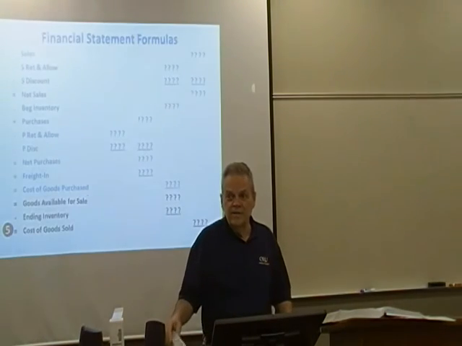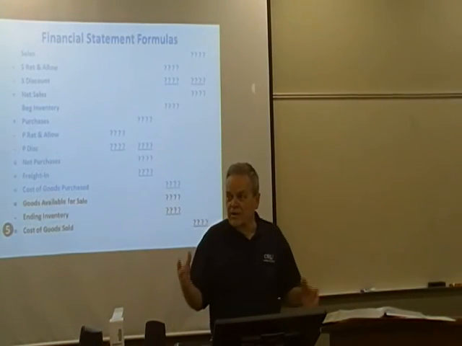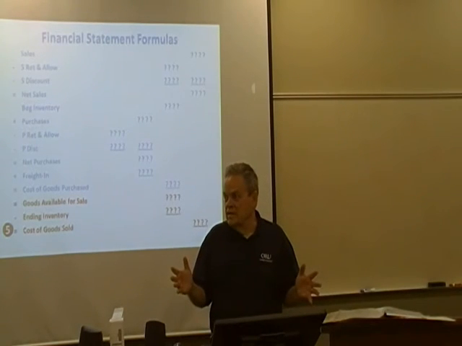I'm not going to say it this time, but I expect you to. Go. Beginning inventory plus purchases equals goods available for sale. Goods available for sale, minus ending inventory, equals cost of goods sold. Good. Thank you. Now, I don't want you to memorize it.